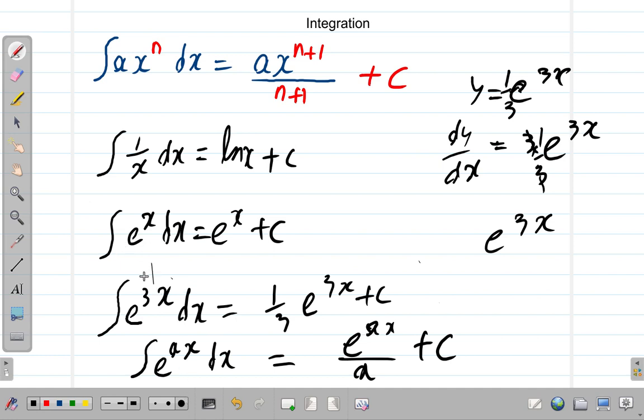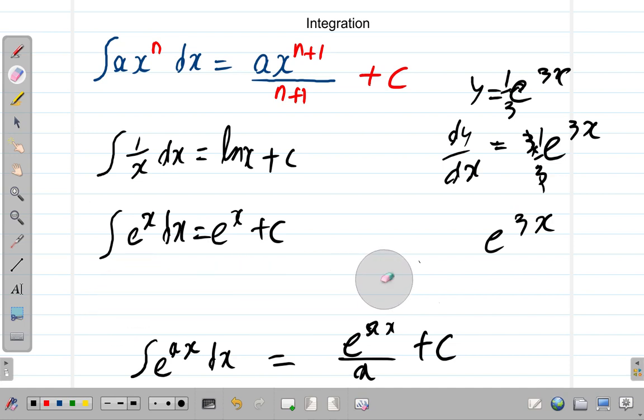So if we just erase what we have here, get it out of the way, then this would indicate that when you integrate e to the ax dx, what you get is e to the ax over a plus c. Now remember, when you differentiated, you multiplied by the 3 up here, or whatever a, you multiply by. Now, when you integrate, you divide by it. You do the opposite, right? And divide by the a. Then you add your constant of integration. We'll continue looking at integration in the next video.